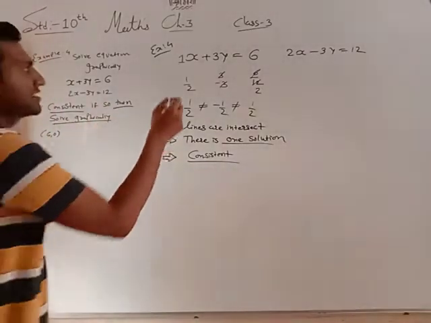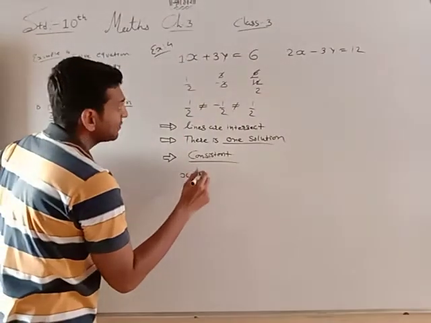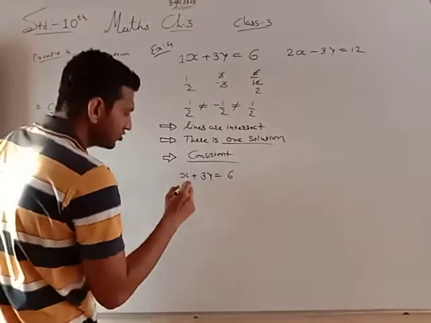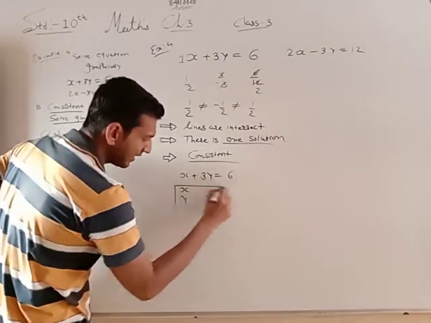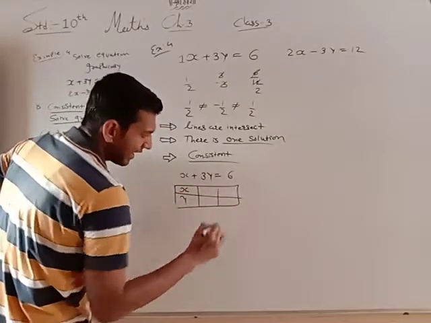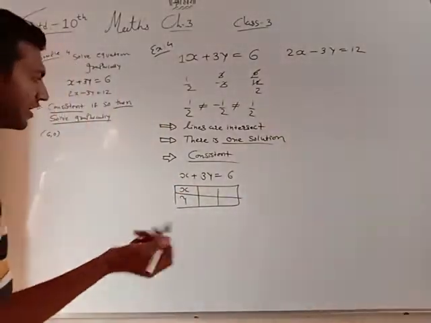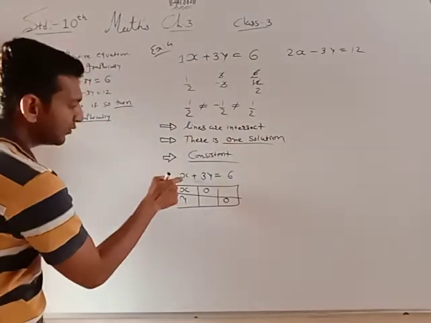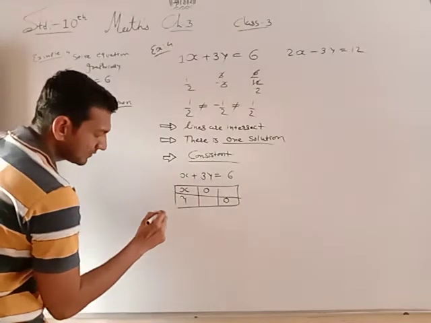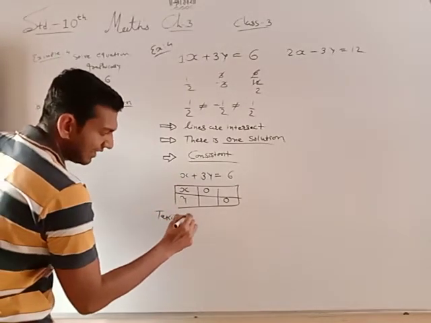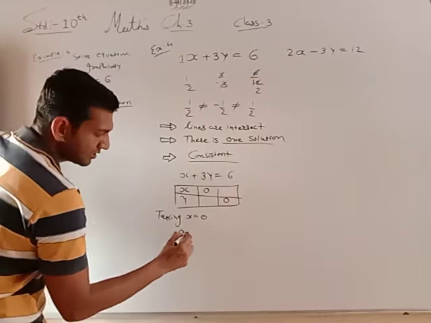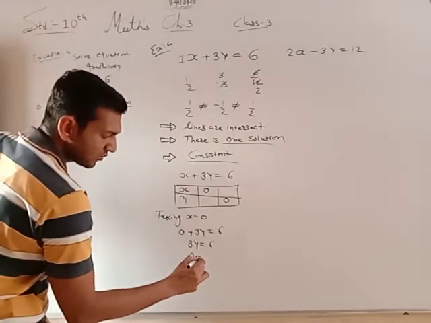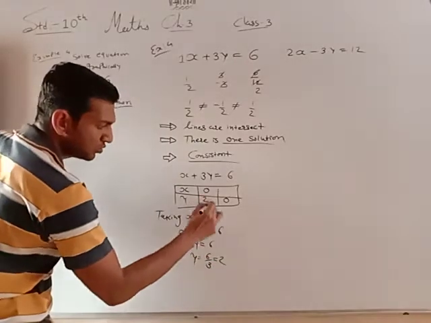Okay, so let's start. x plus 3y is equal to 6. If you want to find the solutions of these equations, make a table. First take x as 0 and in the second case take y as 0. Taking x is equal to 0, you get 0 plus 3y is equal to 6, 3y is equal to 6, y is equal to 6 by 3, which is 2.